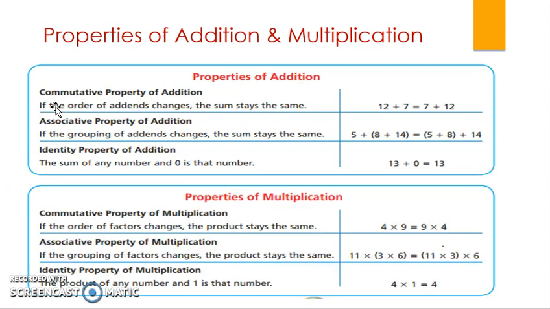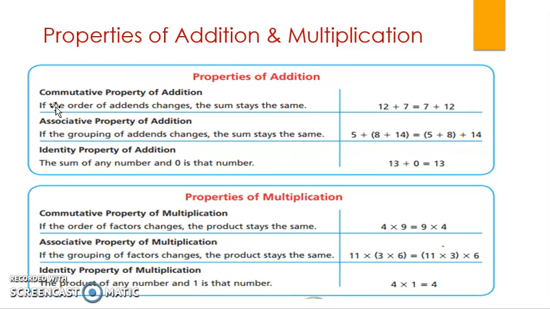First, let's take a look at the 3 properties of addition. Take a minute to review the meaning of each property and the example provided for each one. Pause the video. Now let's do the same for the properties of multiplication. Pause the video.